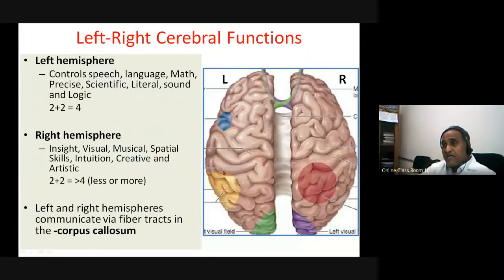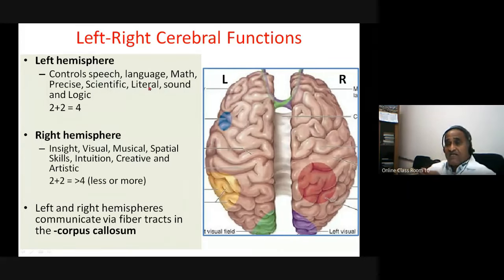And this left side is the mathematical brain, where we calculate that 2 plus 2 is equal to 4. This mathematical function is performed by the left hemisphere. It makes precise decisions, precise formats, so it has a precision. And it is analytical and scientific. It takes the logic and tries to analyze it in a scientific manner, and it will try to provide you this.